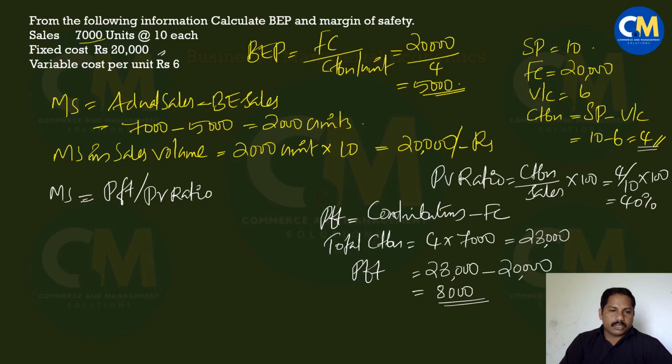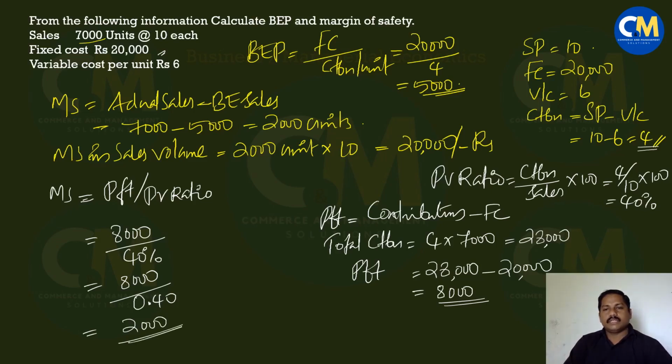Then just apply it into this equation. Profit is 8,000, divided by 40 percent, that is 8,000 divided by 0.40, which is equal to 2,000. So we got the same margin of safety here also: 2,000 units. This can be converted to sales volume by multiplying with 10.